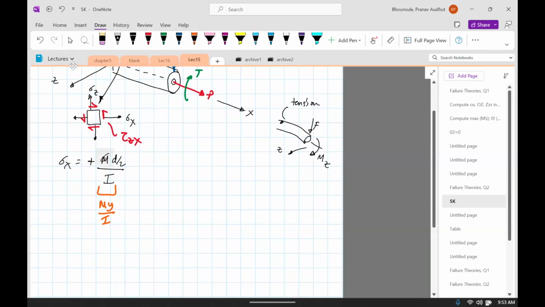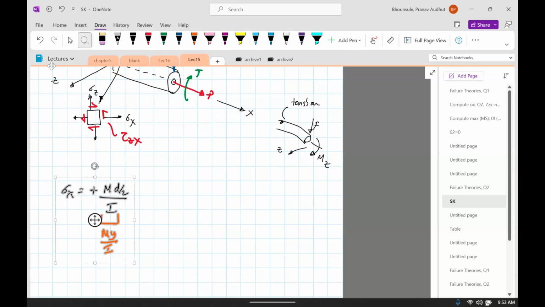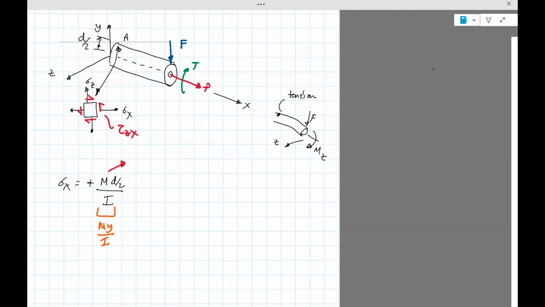Okay, we can also figure out what M is. M is simply force F times the distance. I should have put the distance. This is 120 mm or 0.12 meters. So M is known. Okay, so that's due to F.